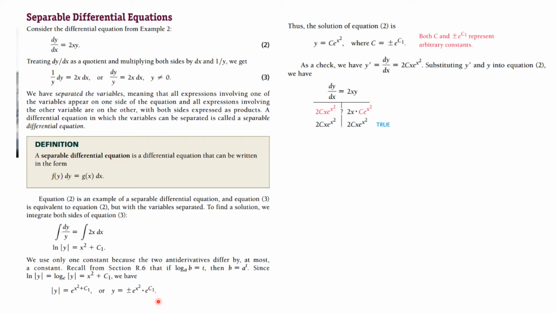So y is equal to that. And so for the solution, we could just say that e to the c1 is a constant, and so we could say that this is the general solution. Now we can check that by taking the derivative and substituting in to see if it works, and we see that it does. Both sides end up being the same thing, and that means the statement is true.